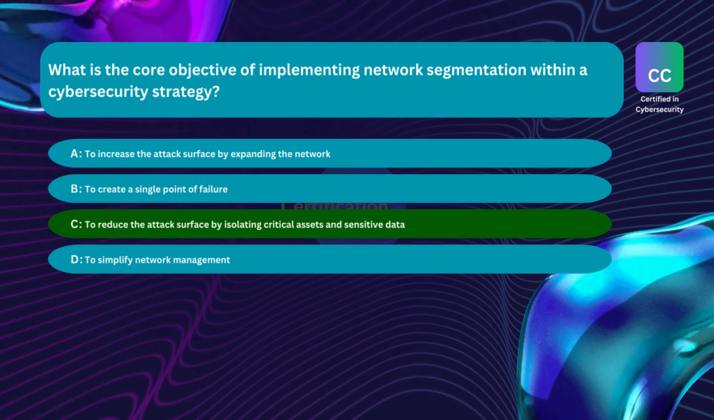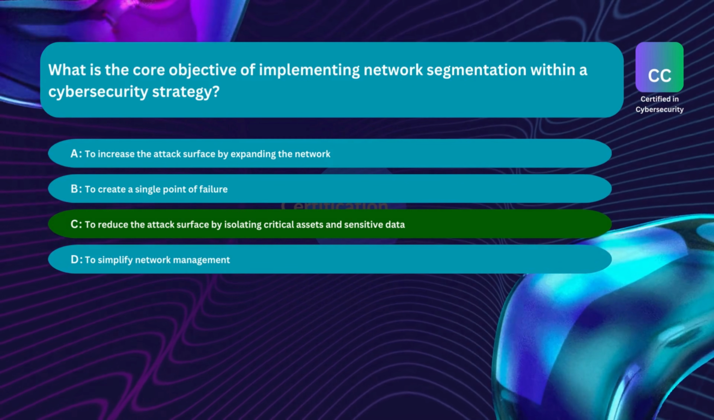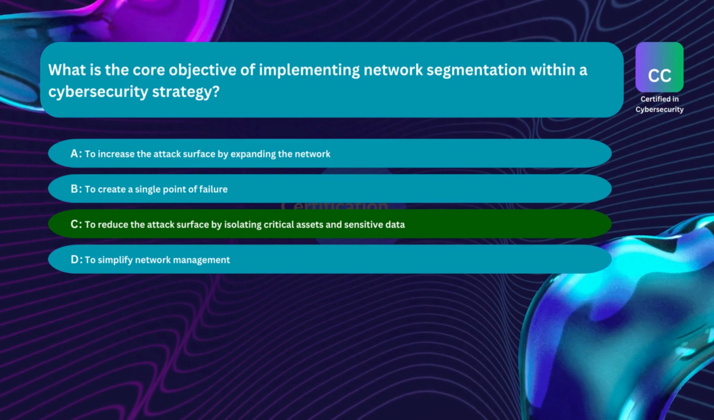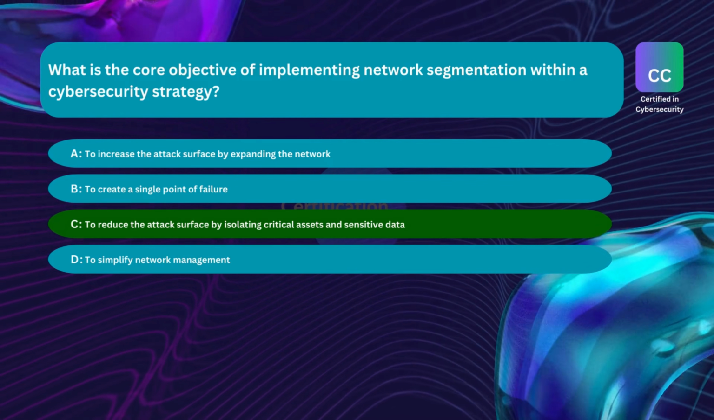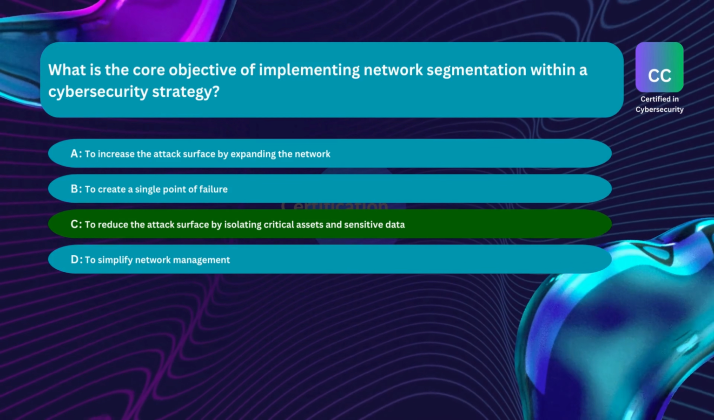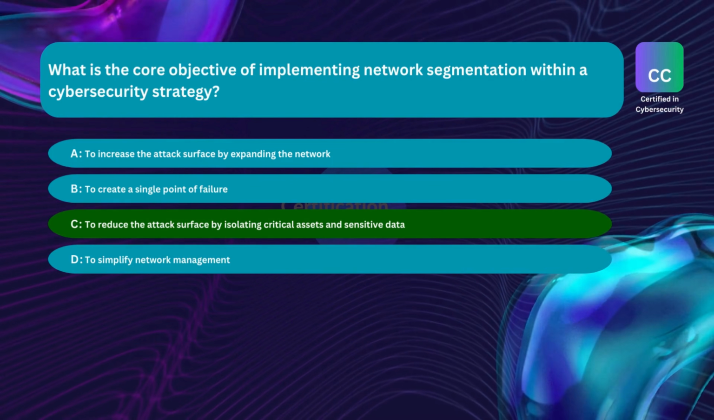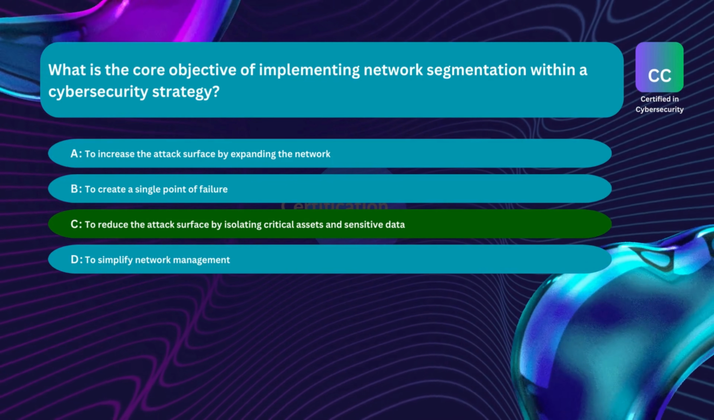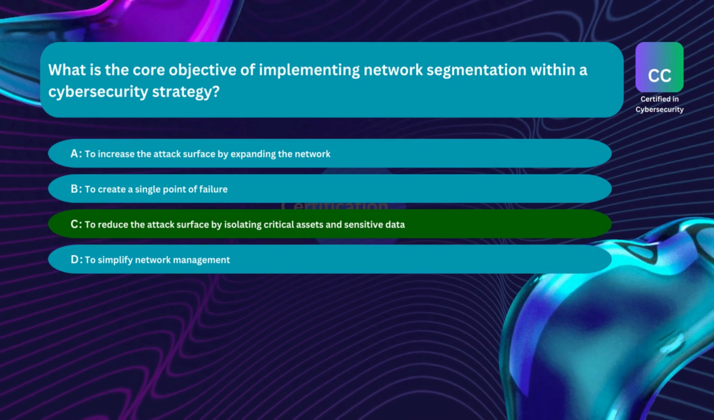The correct answer is Option C, to reduce the attack surface by isolating critical assets and sensitive data. Network segmentation involves dividing a network into smaller sub-networks, which limits the ability of attackers to move laterally and access sensitive data or systems. This helps to prevent the spread of malware, unauthorized access, and other cyber threats.